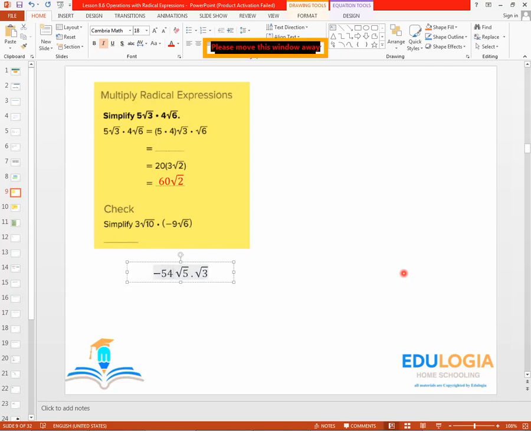What else do we have? We have here root 3. We have also root 5. Making multiplication means it's 15 here and nothing else.